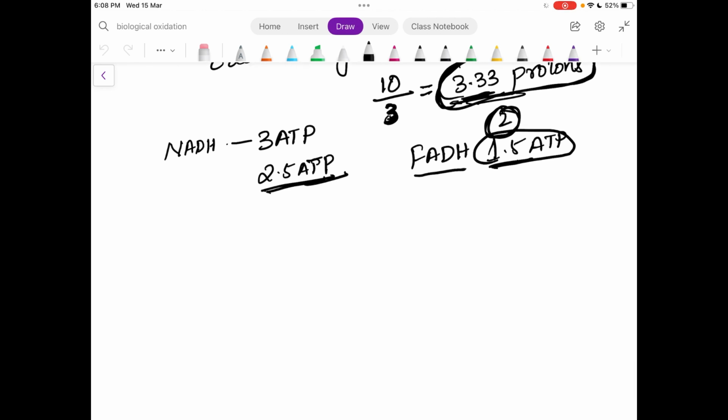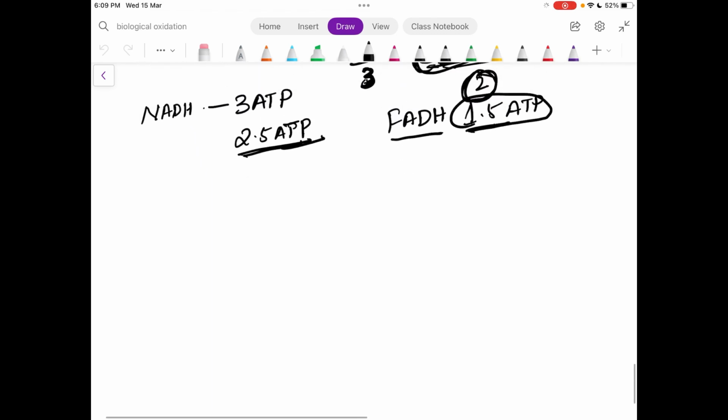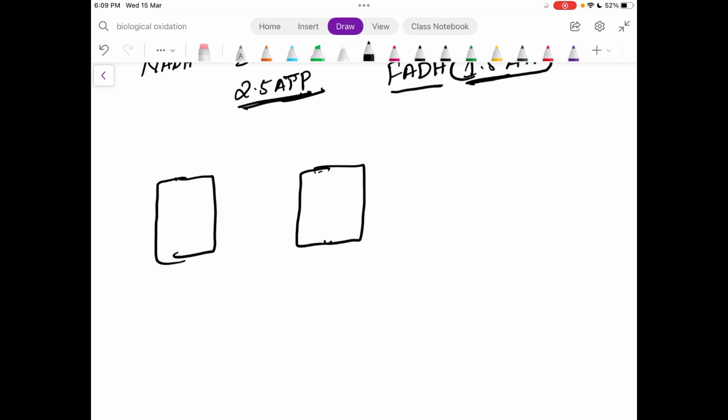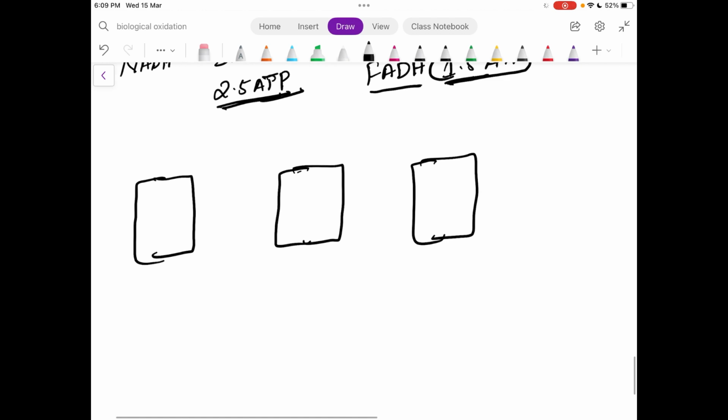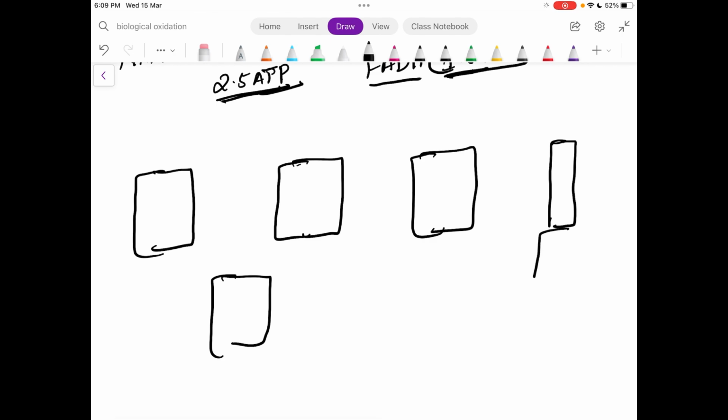Next, we will see the overall flow of electrons and synthesis of ATP. This is complex 1. This is complex 3. This is complex 4. And this is complex 2. And this is complex 5. This ATP synthase is also called complex 5.